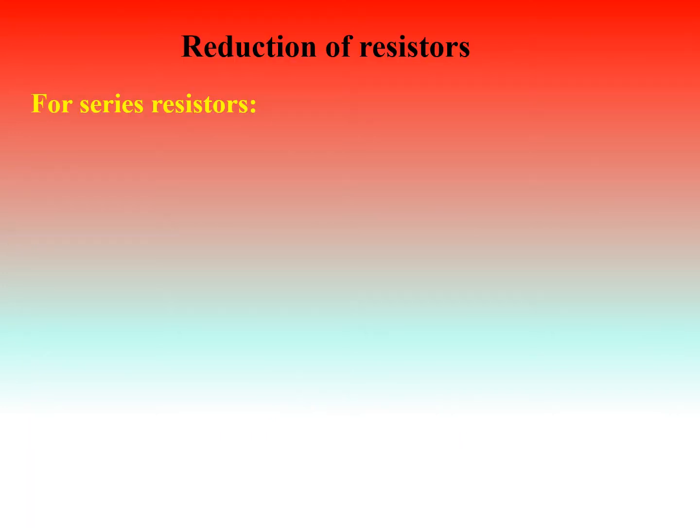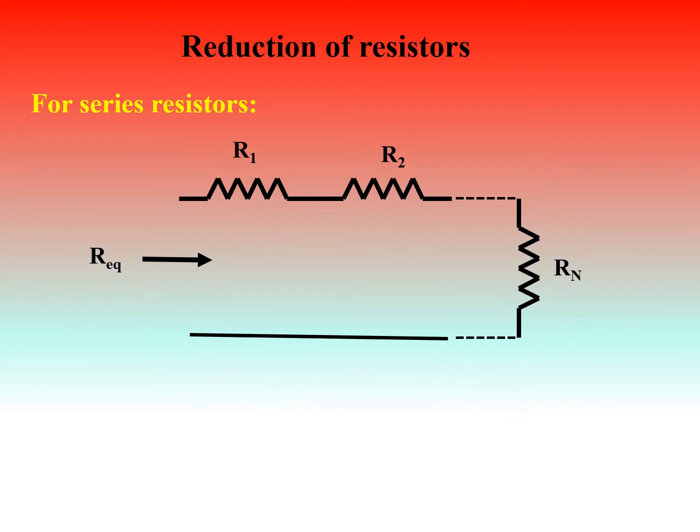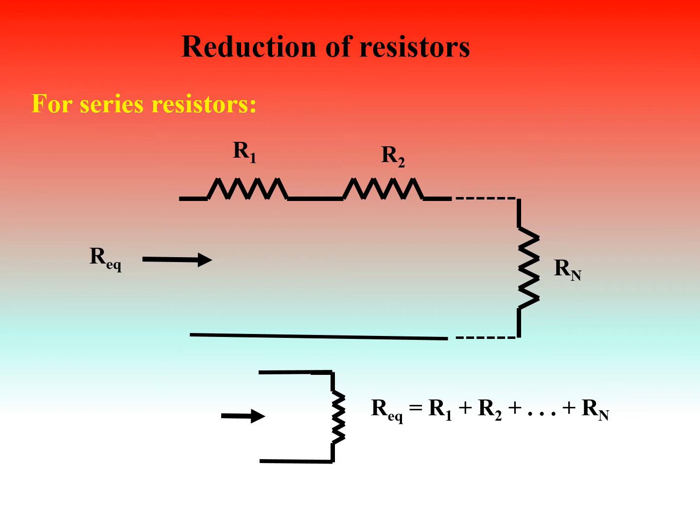Here, if we have n number of resistors connected in series as shown in this circuit, so these R1, R2, R3 and so on are connected in a series combination. This series combination of resistors can be reduced into an equivalent resistor, R equivalent, which is equal to R1 plus R2 plus R3 and so on plus Rn. So if there are n resistors connected in series, we can reduce them into one resistor which is equivalent to all of these, R1 plus R2 plus R3 and so on plus Rn.